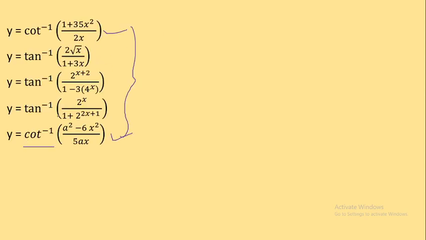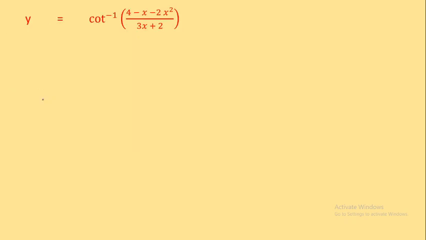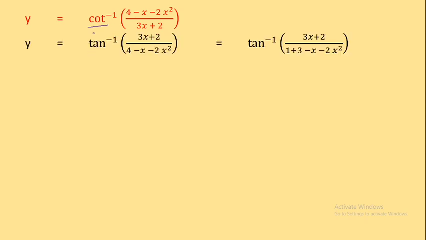Y is equal to, see here, this one. Here also you have cot, same kind of example. Y is equal to cot inverse. You have to change this cot to tan first. How to change? See here, cot inverse is changed to tan inverse, and the numerator becomes the denominator, and the denominator becomes the numerator.